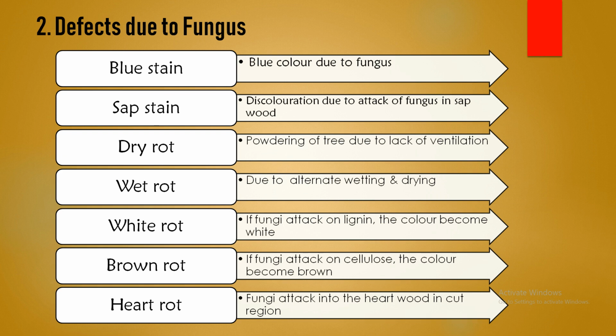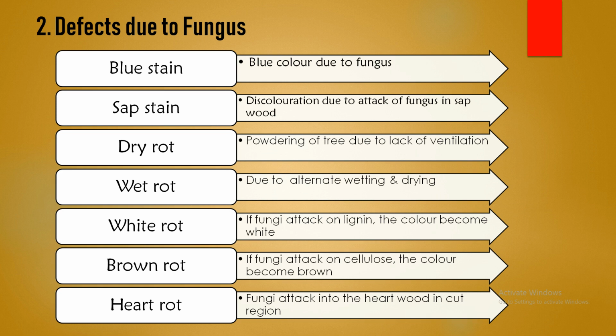Third one is a dry rot. Dry rot means powdering of the tree due to lack of ventilation by the attack of fungus. It is called the dry rot. Then the fourth one is wet rot. Wet rot is a defect caused due to alternate drying and wetting of the timber.